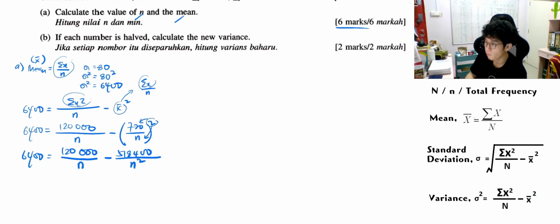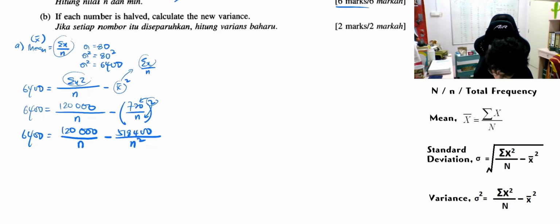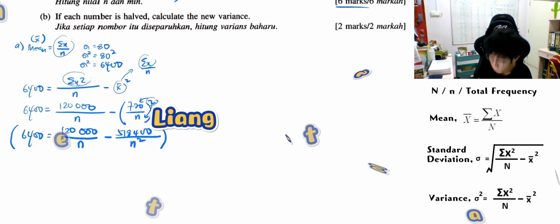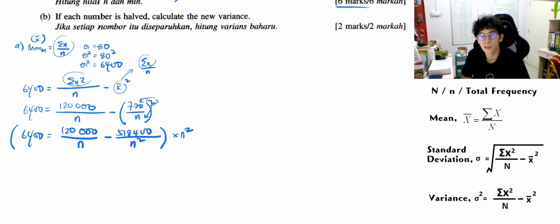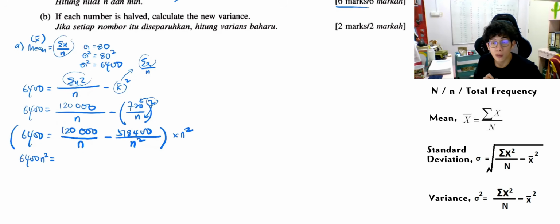Okay, everybody. Now see, for me, I will take the whole equation times n squared. Why? Some students will say, teacher, I make the same denominator, can or not? Can, but you will have extra workings. So I will do n squared. When I do n squared, the first one you get 6400 n squared. Then the next one, when you simplify the n, you will get 120,000 n. And then you cancel off the n squared, you get 518400.